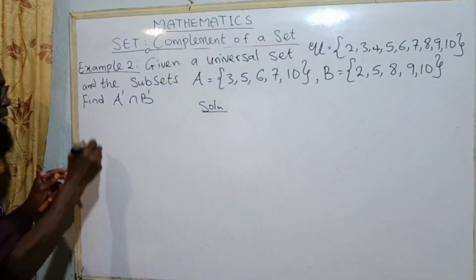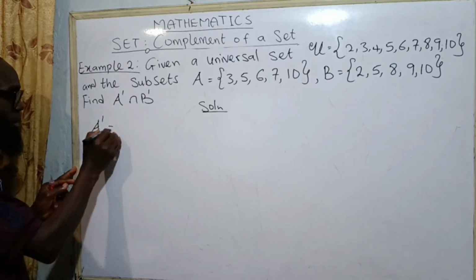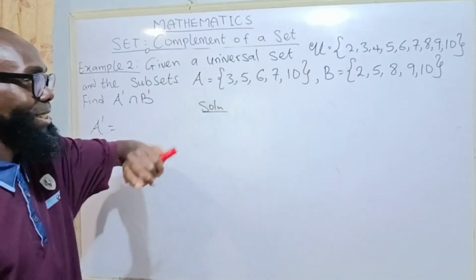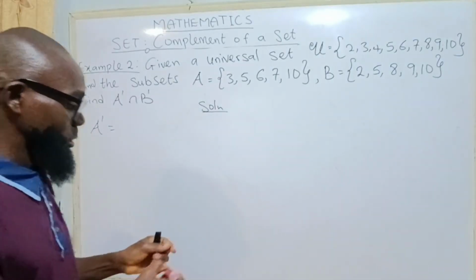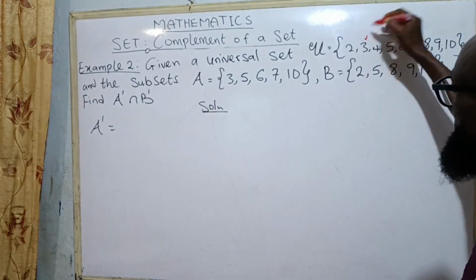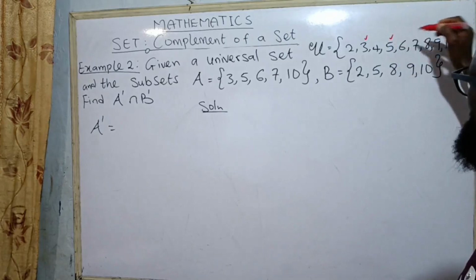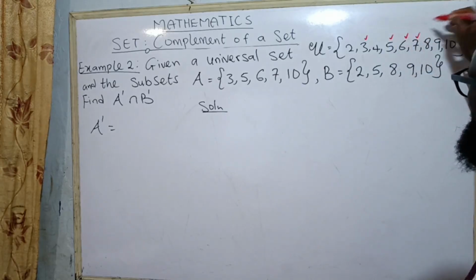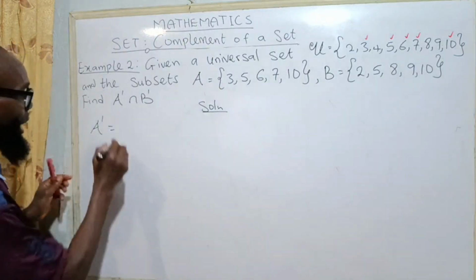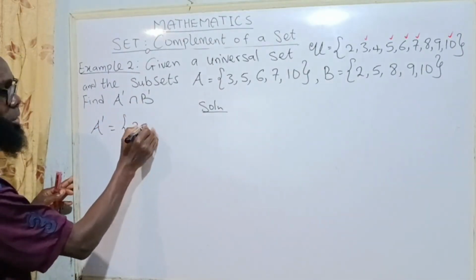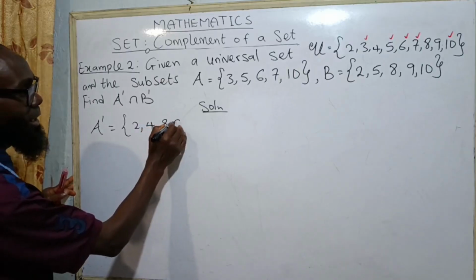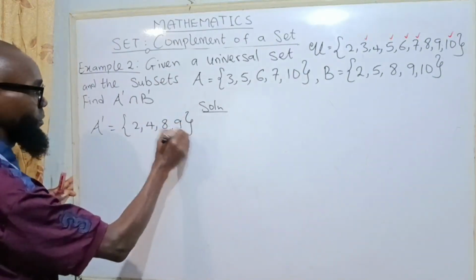The first thing is to find the A complement, meaning taking away the value of A from the universal set, then the remaining ones. So let's take the value of A: 3, 5, 6, 7, and 10. Now, the remaining ones, we have 2, 4, 8, 9. Okay, that is it.